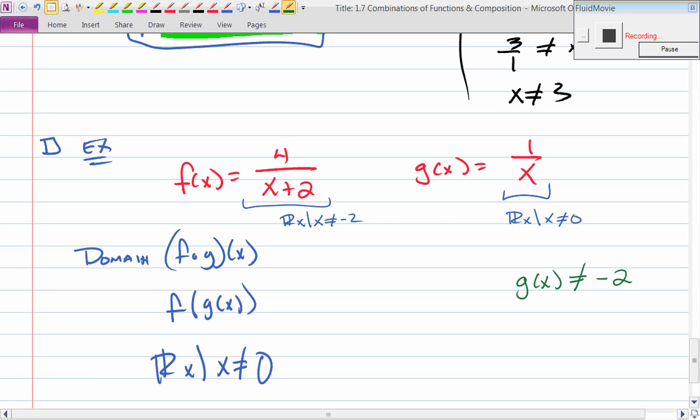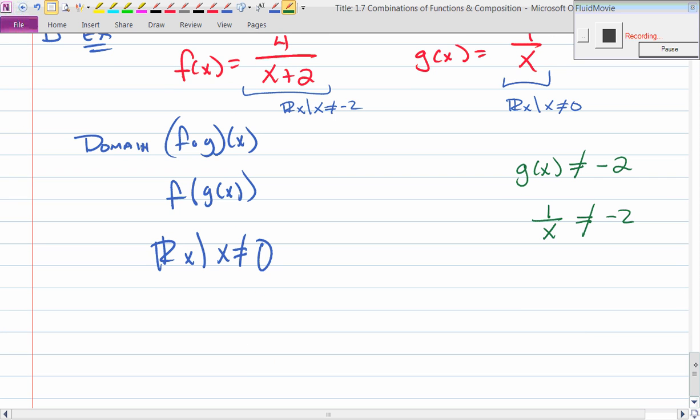So I set whatever g of x is, 1 over x, it's not allowed to be a negative 2. Because if it was, whatever number I plug in there, it would run into a domain error for f. So it's never allowed to be that. When I solve this little equation here, I get 1 over negative 2, so x is not allowed to be negative 1/2. Oh, look, there's the other answer.